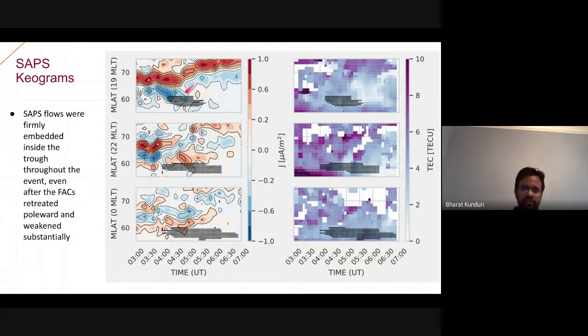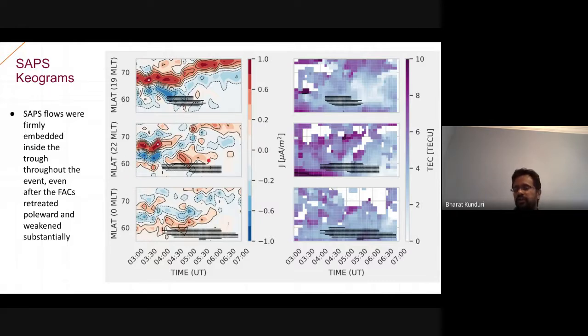Even though some portion of the currents move polewards, they just stay there firmly embedded inside the trough without having any motion with respect to the region 2 current system. But they're more consistent with the traditional paradigm in this location. But at the later stage of the event, there is no response in SAPS flows to a change in the current system.